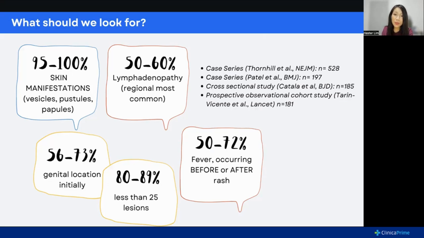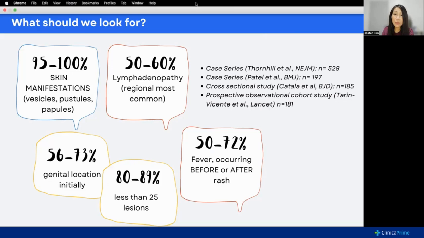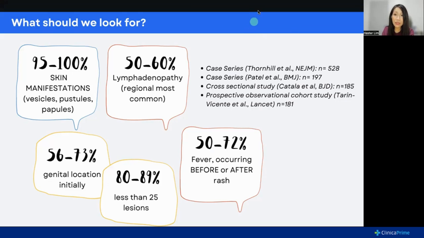Another common symptom we're looking for is lymphadenopathy. Regional lymphadenopathy tends to be the most common. And of course, we also ask for fever, which is particularly important.